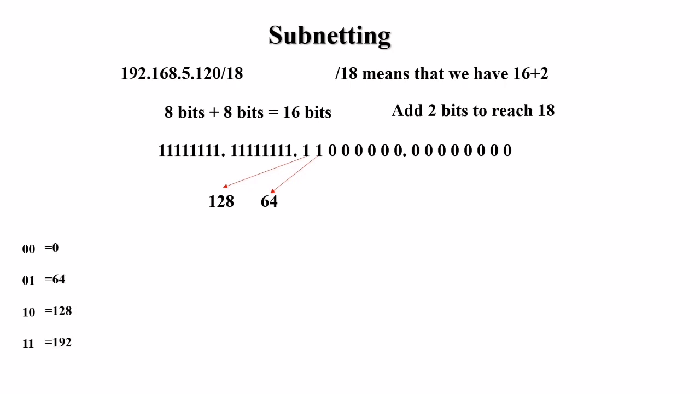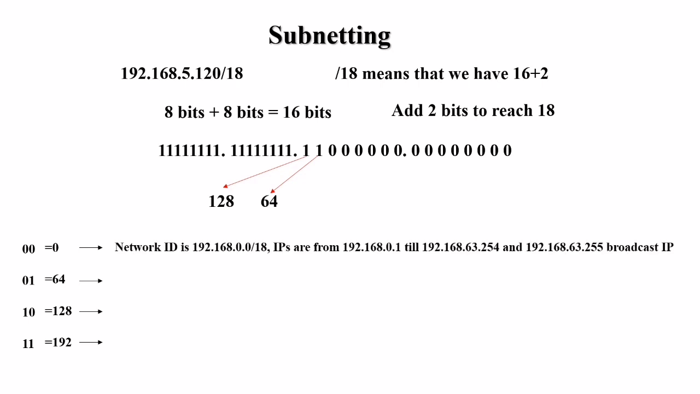Now, the IPs here differ a little bit from the other examples, where the first subnet will start from 192.168.0.0, and the first IP will be 0.1, and the last IP will be 192.168.63.254, and 63.255 will be the broadcast IP address.